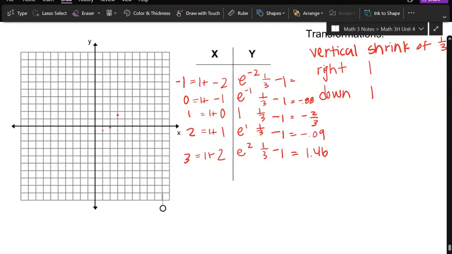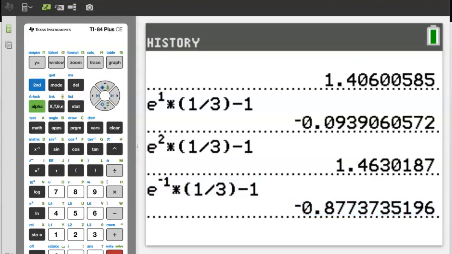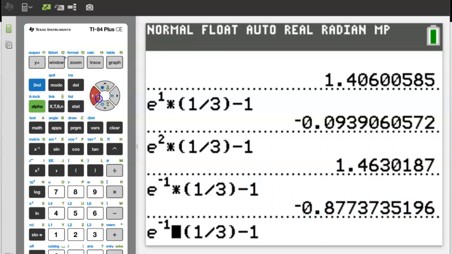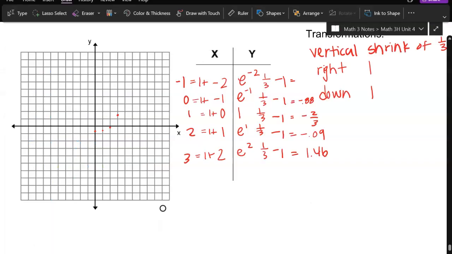All right. And then e to the negative 2. We're just going to grab this and change that negative 1 to a 2. So really close to that negative 1. All right, so then you can see, if we kept going, it will be like this, and we'll go like that.